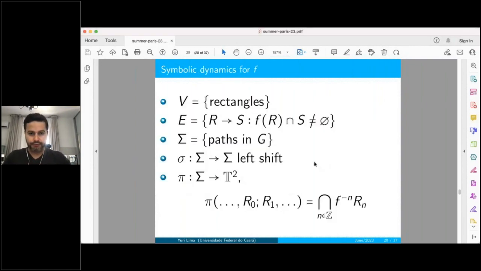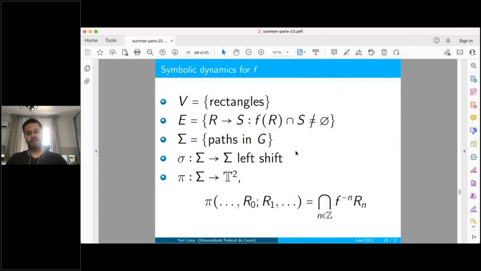More formally, how do we do this? We have introduced a graph whose vertices are the rectangles and whose edges are transitions from one rectangle R to a rectangle S every time the image of R intersects S, and paths on this graph are what are going to represent the original trajectories of our map. I call this space of all paths sigma, and in this space you have a very simple dynamical system, which is the following.